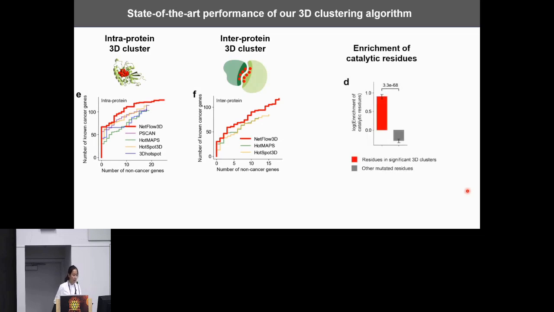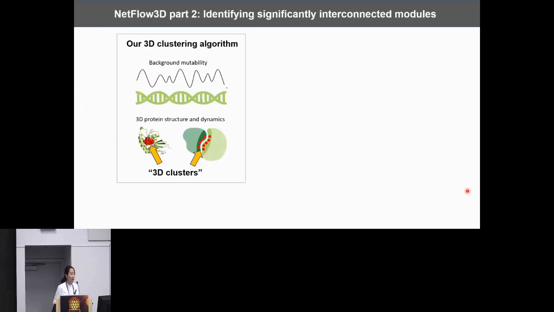And more importantly, those 3D clusters demonstrate very high enrichment for catalytic residues, while those other mutated residues that are outside these 3D clusters show a significant depletion. Next, the second part of NetFlow 3D further interprets the larger scale functional effects of those 3D clusters, which we identify in the first part.